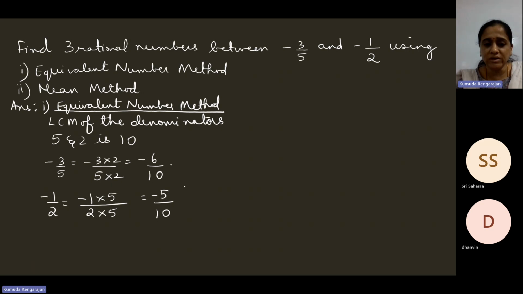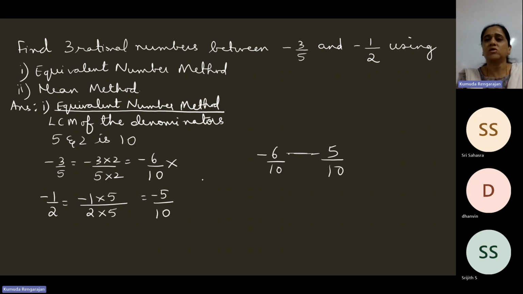So what do you do? You further multiply. If you have to insert three numbers, you should multiply at least by 4, or you can multiply by any number greater than 4. You want to insert three numbers, right? What are the numbers you have now? -6/10 and -5/10. You see that there's no space between -5 and -6. So you want to expand that space. You can use a large number like 10 also, or you can use 100.